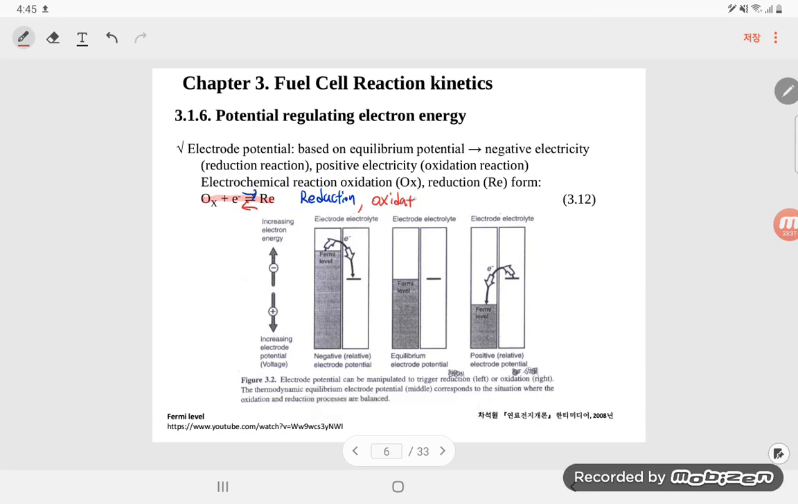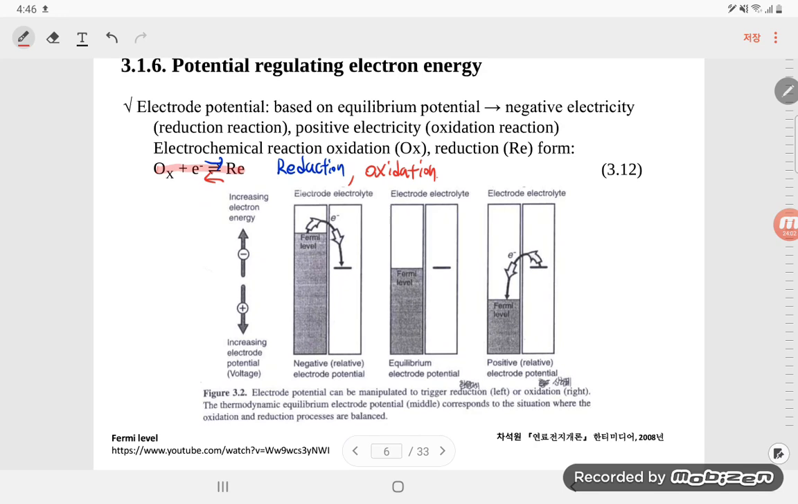Okay, so check the direction of the electron here. From the reaction, if there is an electron generation, then we can call it oxidation. And if the electron is removed through the electrochemical reaction, then we can call it the reduction. So let's check the direction of the electron movement in this figure.